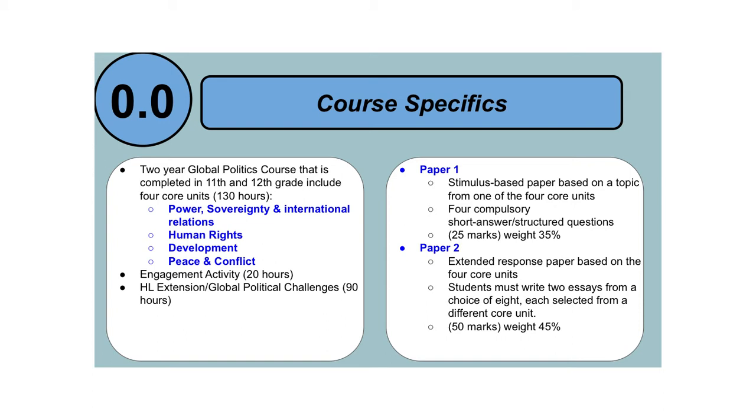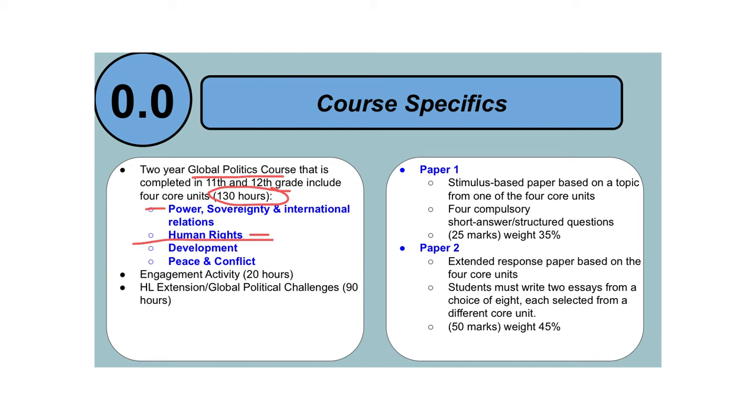In terms of course specifics, Global Politics is a 2-year course that is completed in both 11th and 12th grade. You all have completed the 11th grade part. Congratulations. You are now beginning the 12th grade and second half. Over that 2-year course, we are expected to cover 130 hours of content, and that content is broken down over 4 units. The first one is the Power, Sovereignty, and International Relations unit, followed by Human Rights. This year, we will complete the next 2, Development and Peace and Conflict. So last year, you completed the first 2.